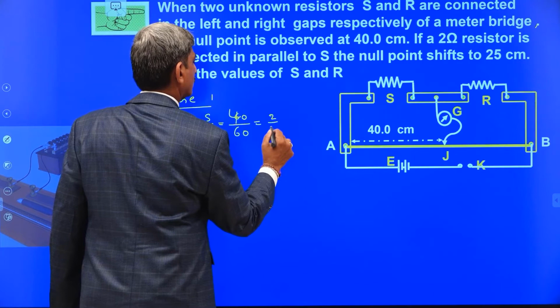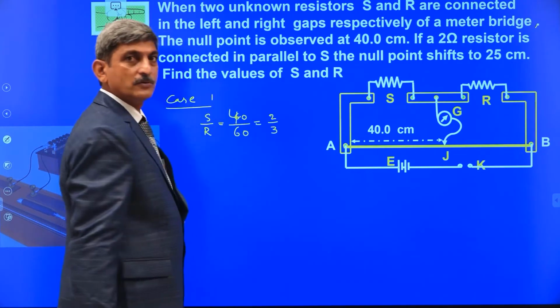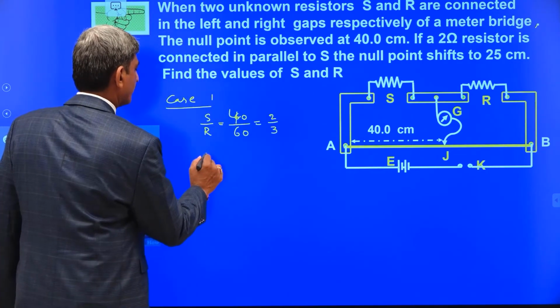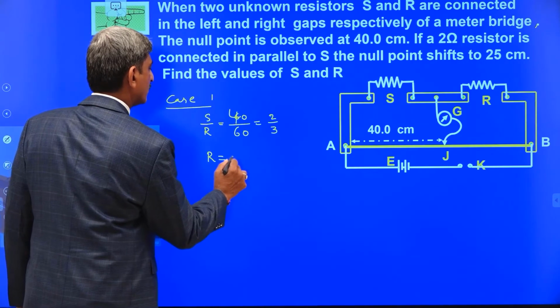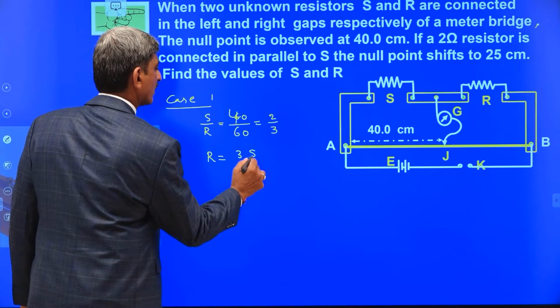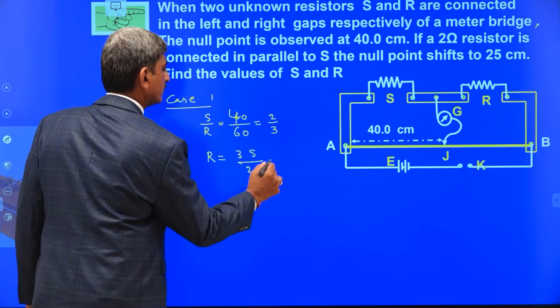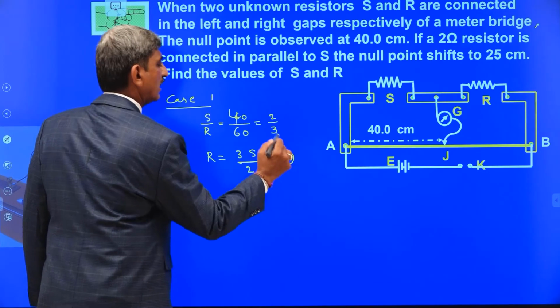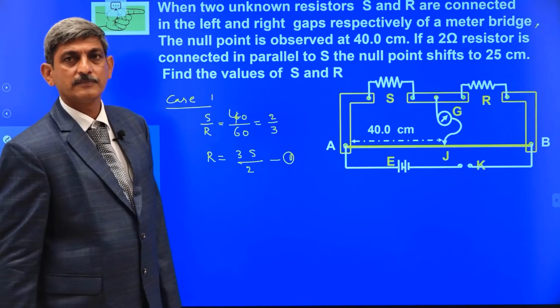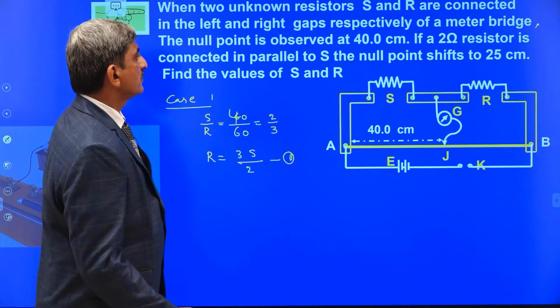This is equal to 2 by 3. From this we can write R is equal to 3S by 2. Let it be equation number 1. Now see the second case.